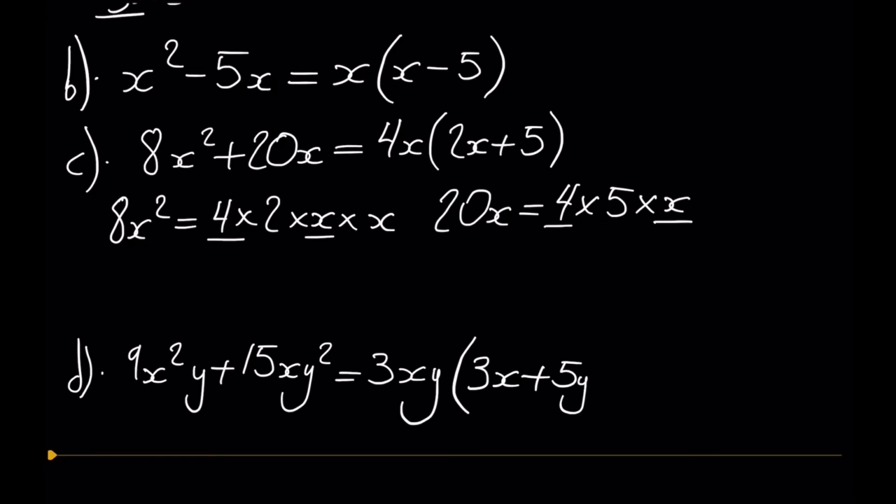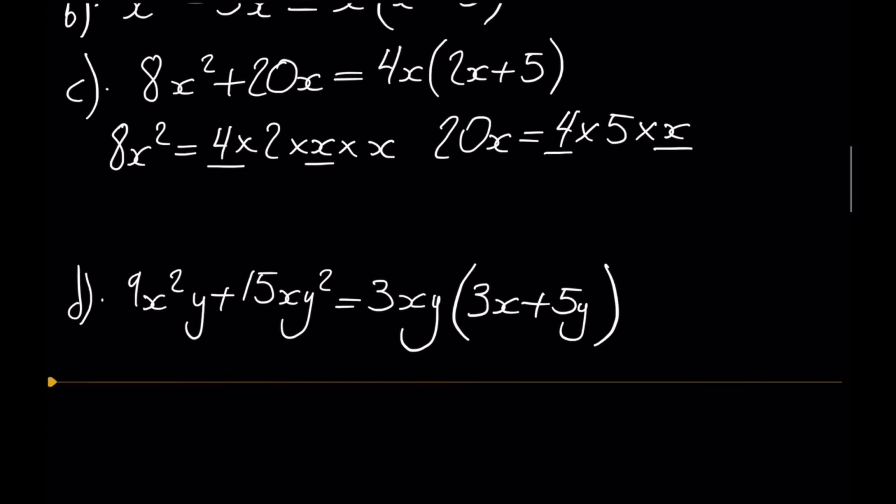But we also add another y, because y times y is y squared, and we put no x because this second term only has 1x. And when we expand this, we will get 9x squared y plus 15x y squared.